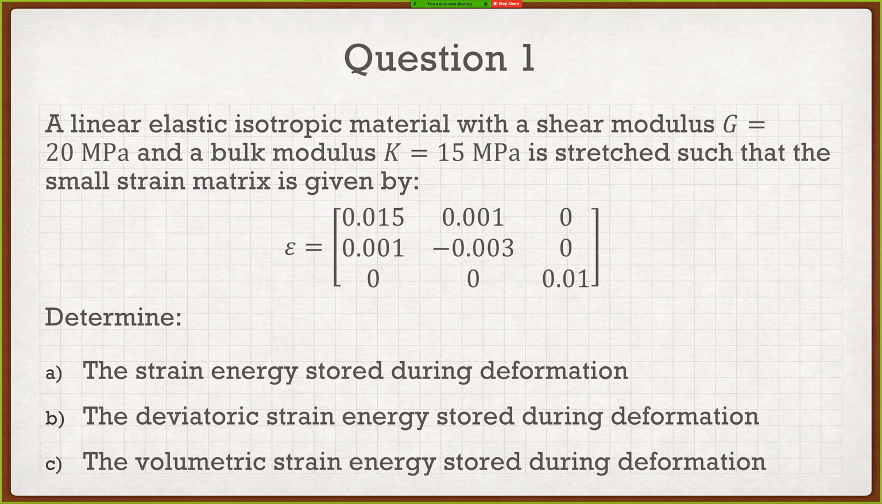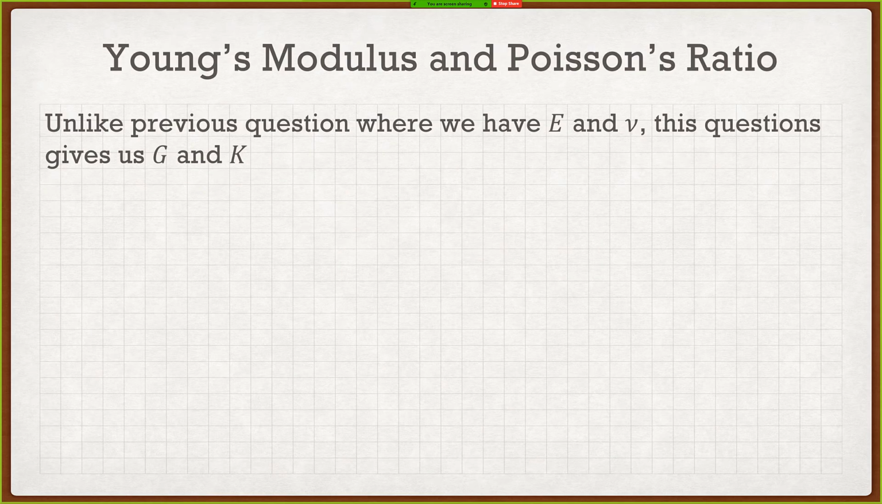The first one is the strain energy stored during deformation, and as you guys have seen, this will be a very common question throughout all 4 of the questions. But part B and part C are a little bit different, where part B wants the deviatoric strain energy stored during deformation. And finally, part C is the volumetric strain energy stored during deformation. So if you guys remember a little while back, we talked about stresses and how a stress tensor can be decomposed into a deviatoric stress tensor as well as a volumetric stress tensor. And the same principles are going to be applied here. As you guys will see, it's going to be a piece of cake. It's not going to be too bad at all.